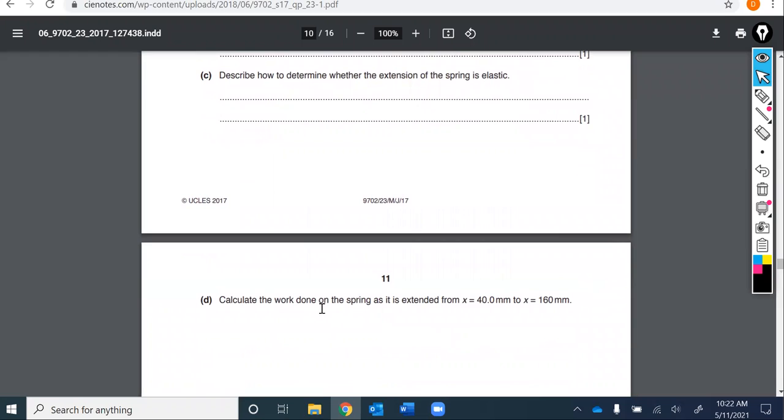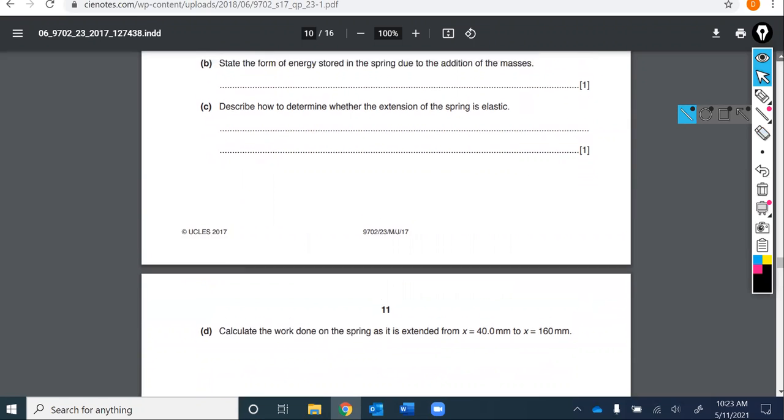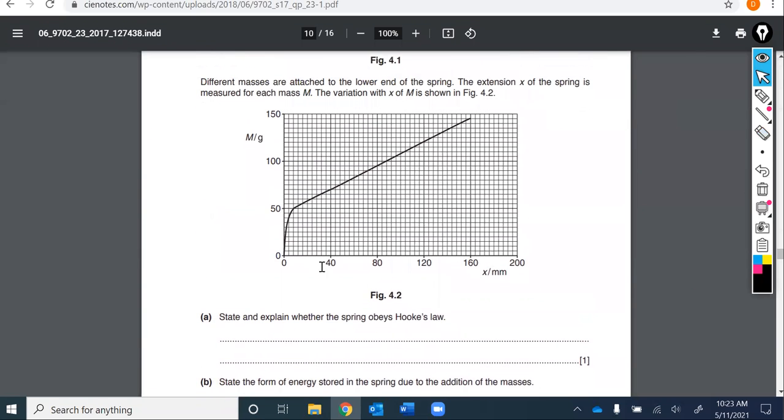We want to calculate the work done on the spring as it is extended from 40 millimeters to 160. So the work done as it is extended from 40 to 160. Okay, what is the work done?